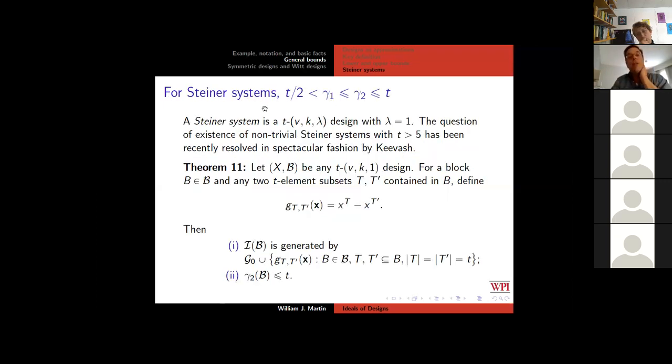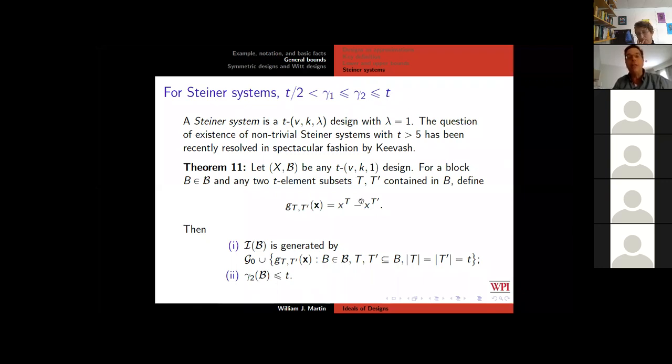So we have for Steiner systems, for example, a Steiner system is a v, k, lambda design where lambda is equal to 1. That is, every t-set is contained in a unique block. And so we already have that gamma 1 is larger than t over 2. Gamma 2 is at least gamma 1, and then we can prove that gamma 2 is at most t.